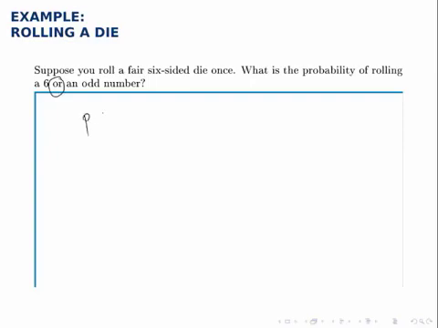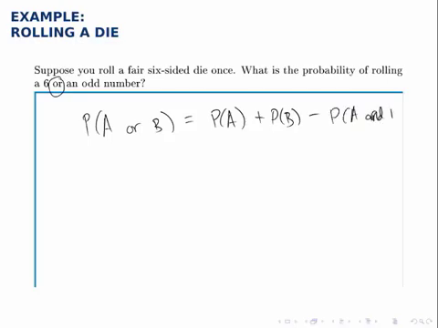We know that the probability of one event or another happening is the sum of their individual probabilities minus the overlap, minus what happens when both of them occur. In this case, a 6 and an odd number are mutually exclusive events. These events cannot happen at the same time. If you roll a 6, you didn't roll an odd number, and if you rolled an odd number, you didn't roll a 6. So the probability that both of them happen together is 0.